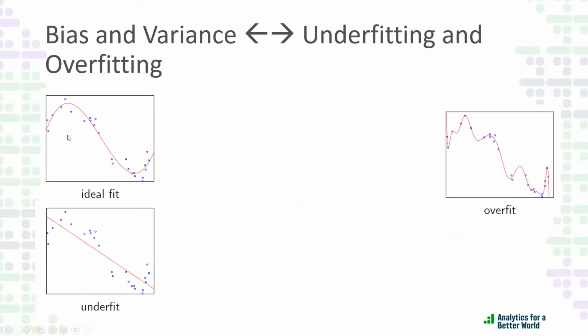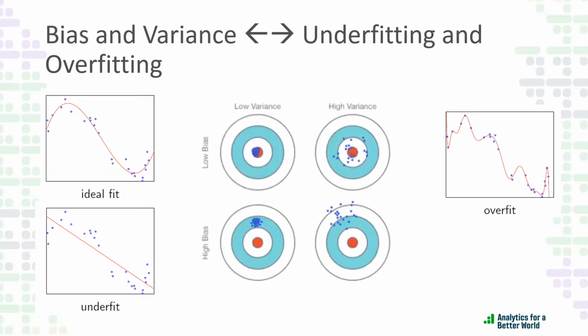So bias and variance relate to underfitting and overfitting. If you have an ideal fit as opposed to an underfit or an overfit, the bias is higher when you have underfit, because some values are tendentiously estimated lower than they really are, or higher than they really are. Here you have a very low bias, and here you have both low bias and low variance. But low variance is typically a very clear indication of possible overfitting.